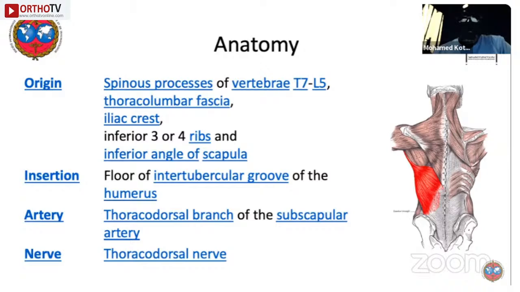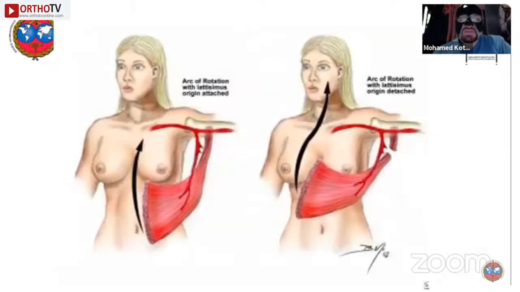It is not reliable to use the whole length of the muscle, because this part of the muscle is not dependent on the thoracodorsal artery. And the nerve supply is the thoracodorsal nerve. This schematic presentation shows the part of the flap you can use as a pedicle, and how you can disinsert the insertion so you can use it as a pedicled flap.